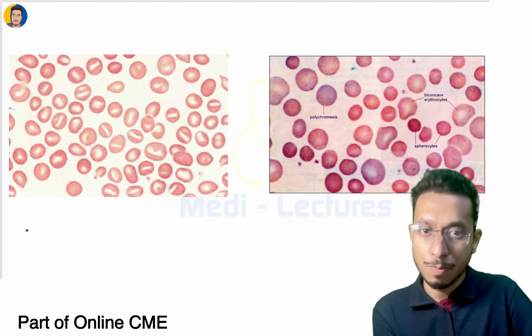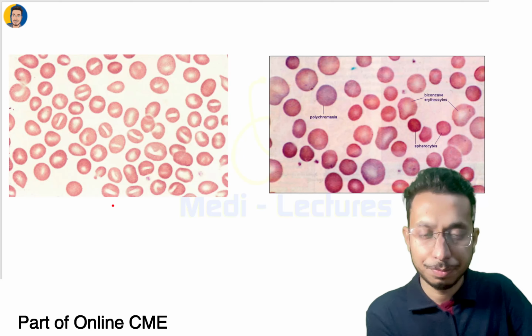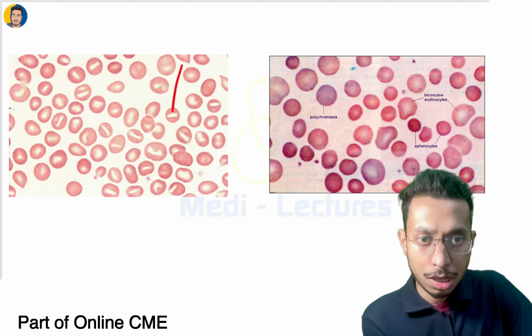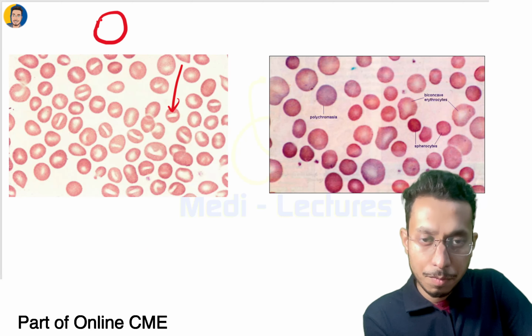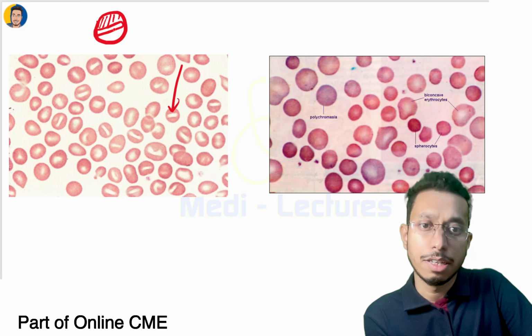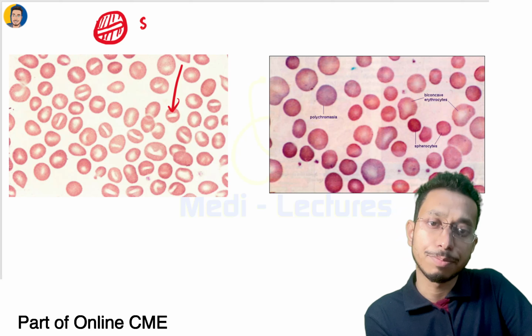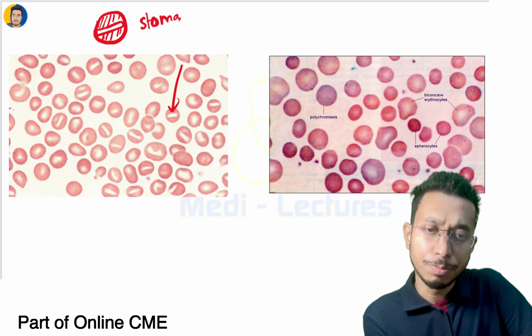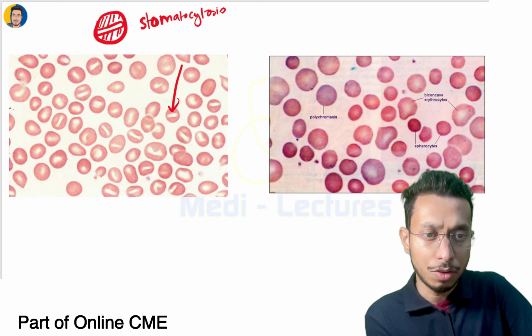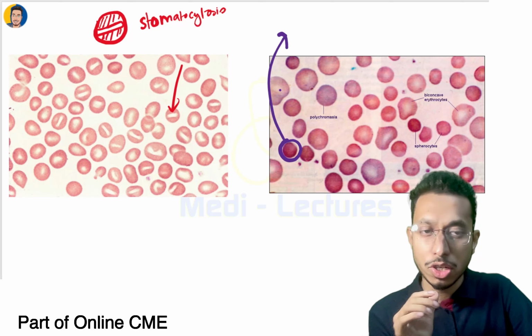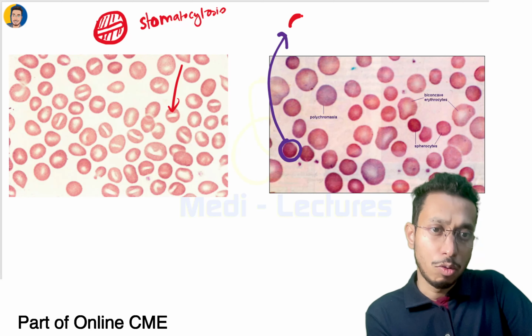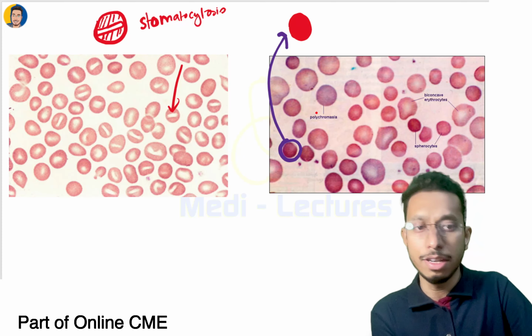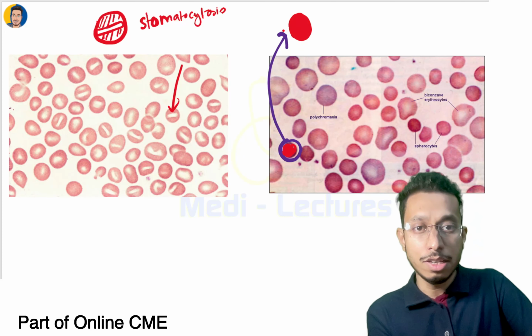Now, as you can see here in this peripheral smear, I am just pointing out this cell. You can find that the central pallor has been replaced by a disc-like opacity here, and this is stomatocytosis. And in this one, let's look at this one. Here the central pallor is completely lost, and this is a completely ring-like, almost spherical opacity, known as hereditary spherocytosis. Okay, these are spherocytes.